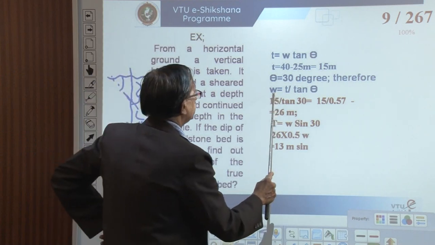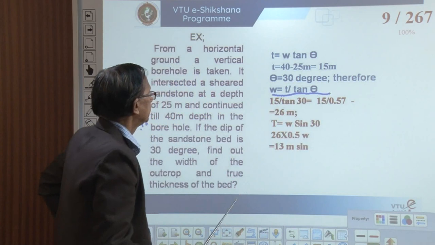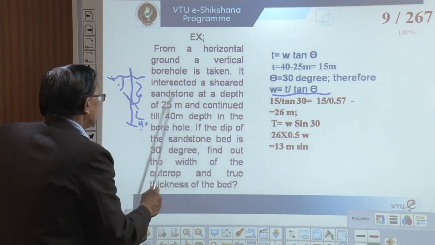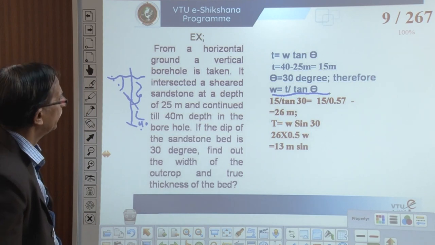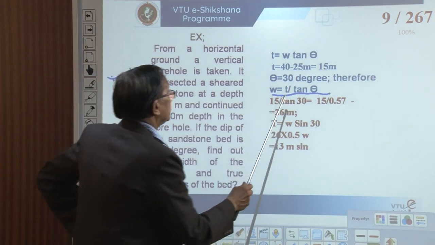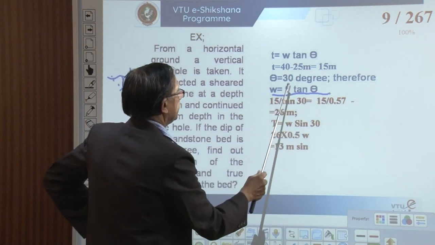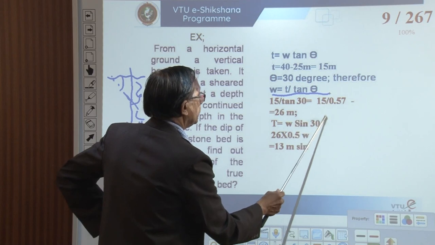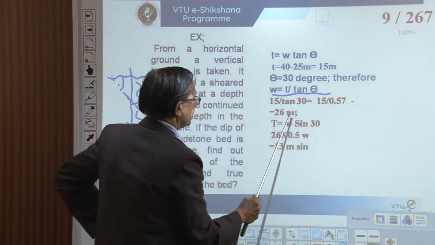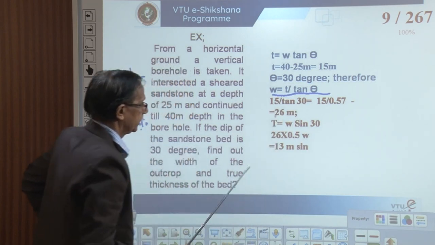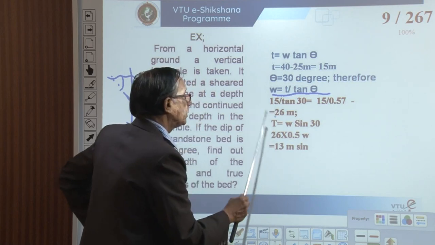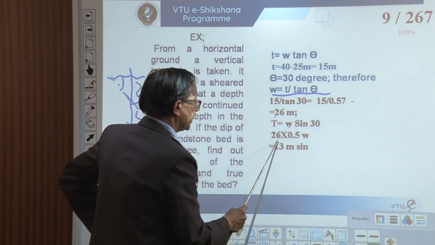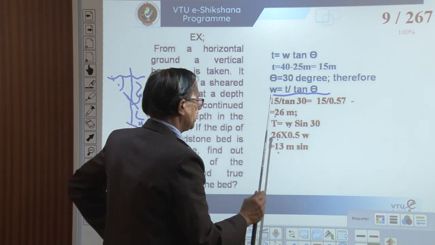Width W is equal to T divided by tan theta. Correct? Now, simple. Hope everything is clear. Okay? Now, what do we have here? T is 15 meter, theta is this much. 15 divided by tan of 30, which is 0.57, gives W as 26 meter. Now, in the second formula, I substituted the value because I have the values of W and theta. W is 26 meter, sine of 30 is 0.5, therefore I get the true thickness as 13 meter.